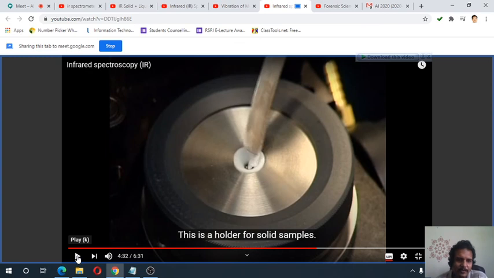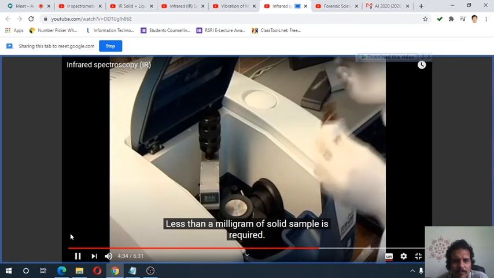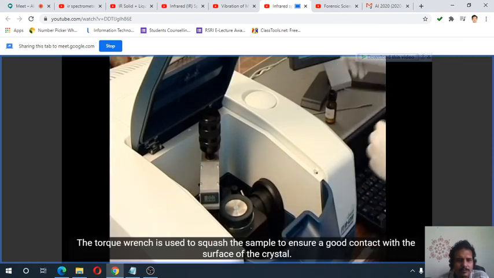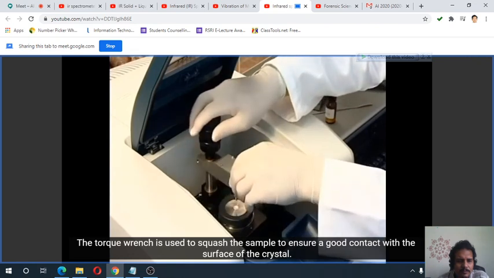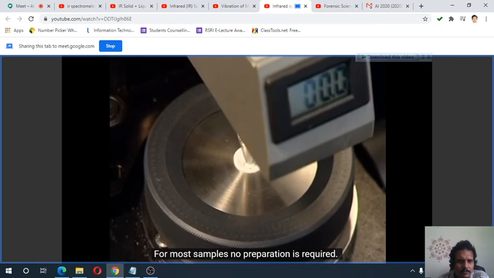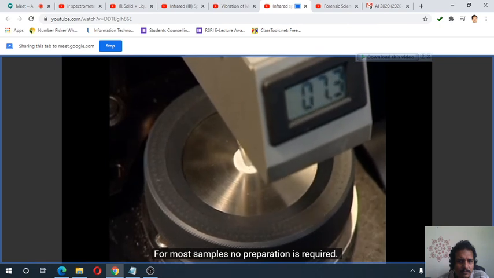Directly you can use the sample for ATR. Solid samples: less than a milligram of solid sample is required. The torque wrench is used to squash the sample to ensure a good contact with the surface of the crystal. For most samples, no preparation is required.